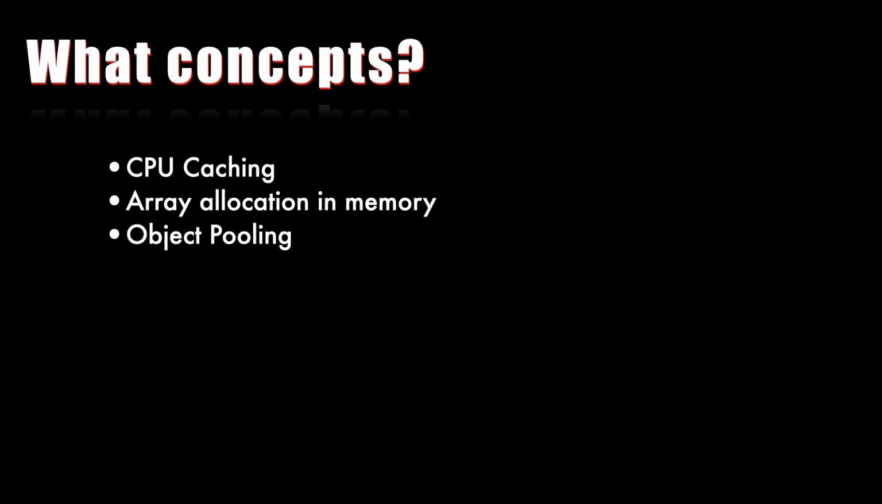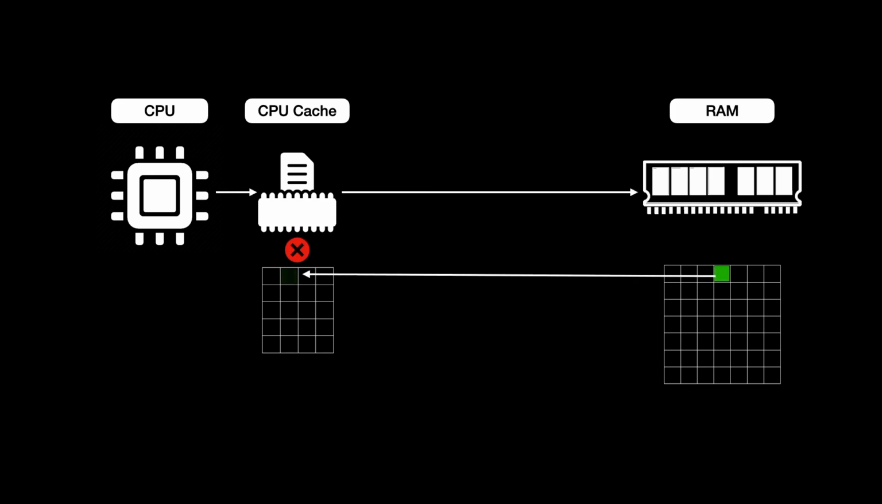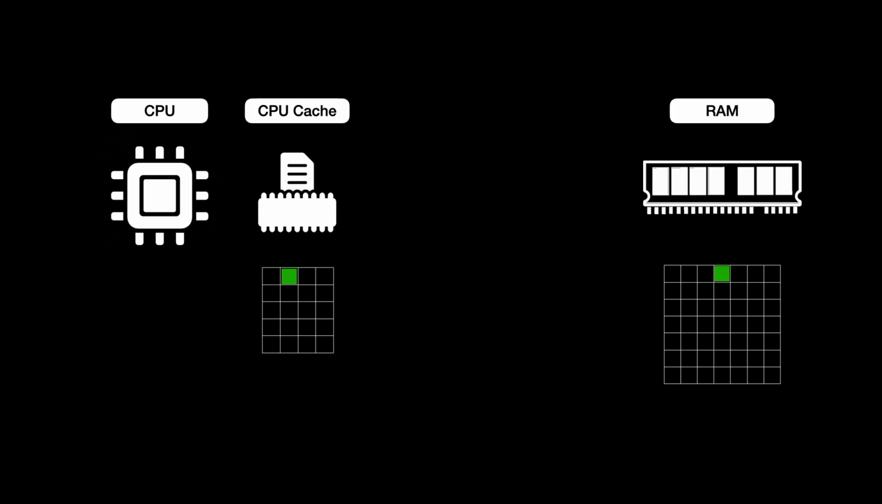Whenever we try to access any data in our code, the CPU first goes to the CPU cache, and if it's a miss, it checks with the RAM. If it finds the data there, it will put that data inside the cache so that it doesn't miss it the next time it is trying to access it.